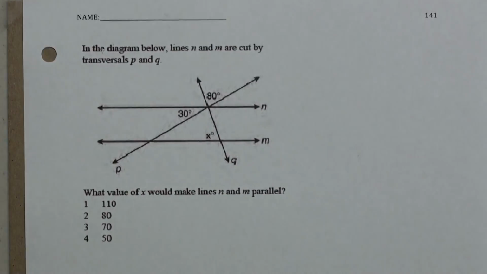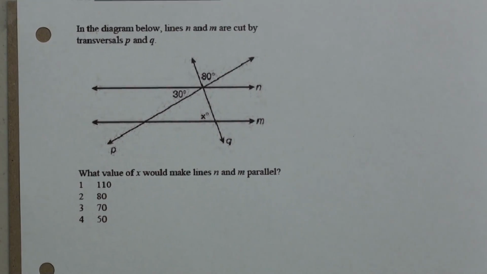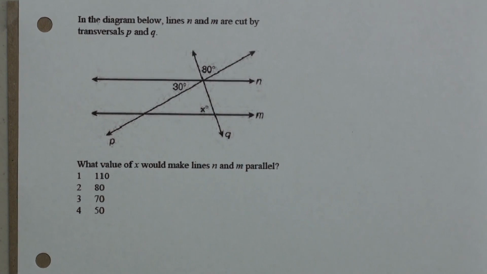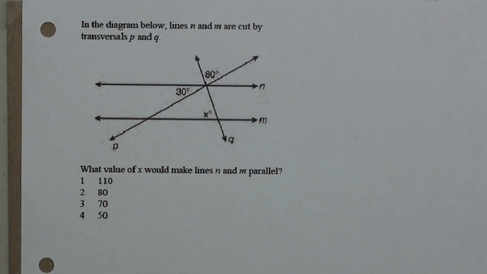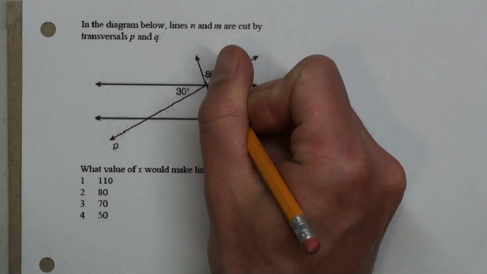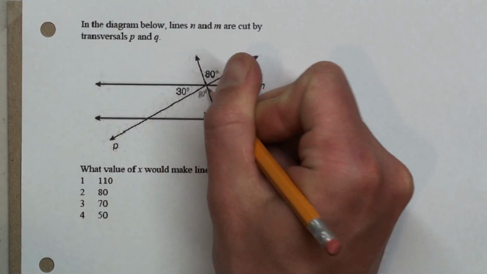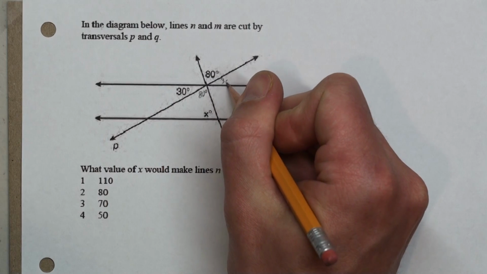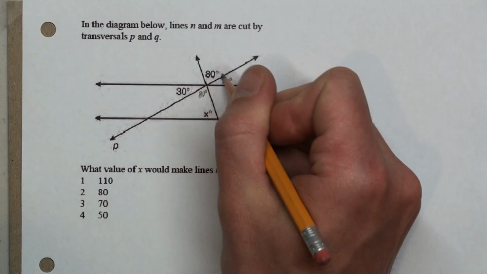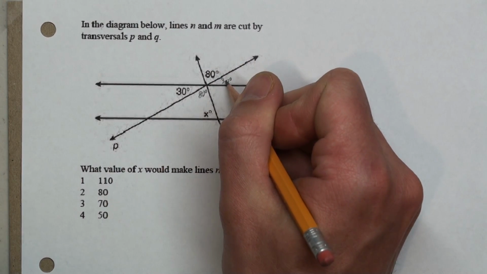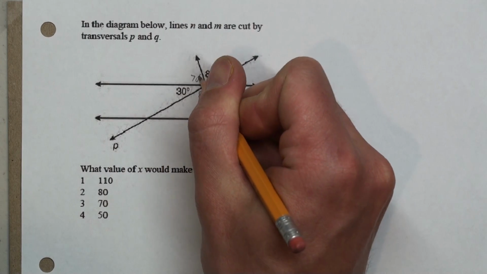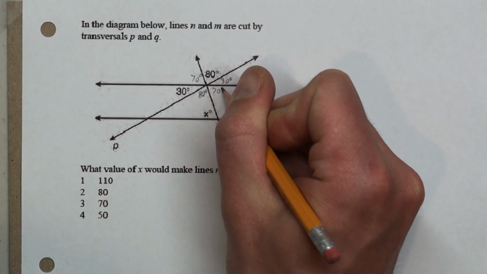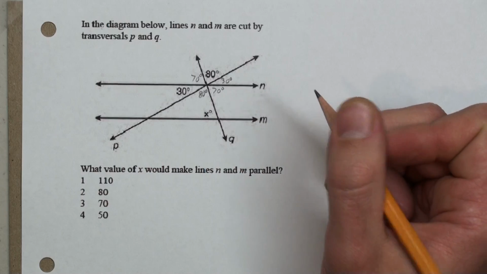So we're on 141. Lines N and M are cut by transversals P and Q. What value of x would make lines N and M parallel? I just start solving for angles. If this is 80, this is 80 because of vertical angles. If this is 30, this is 30. These three are supplementary, right? So 80 and 30 is 110 plus another 70 would be 180. So this is 70 because of vertical angles.